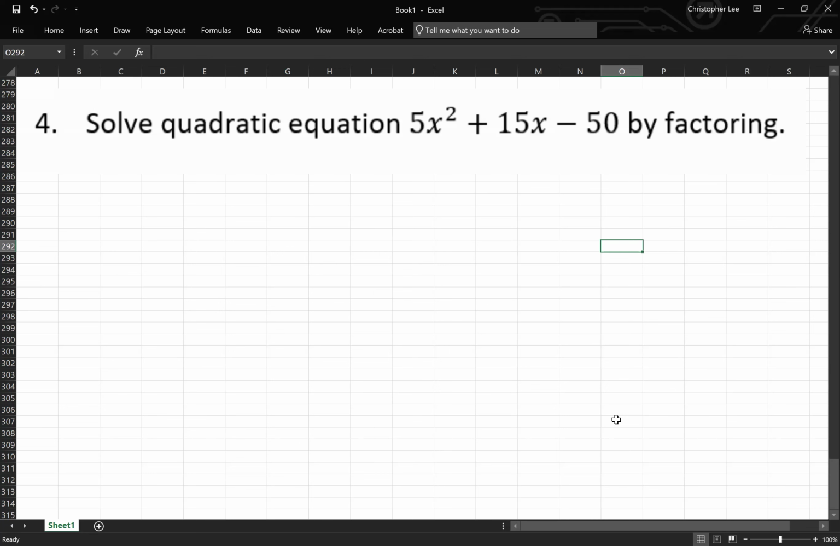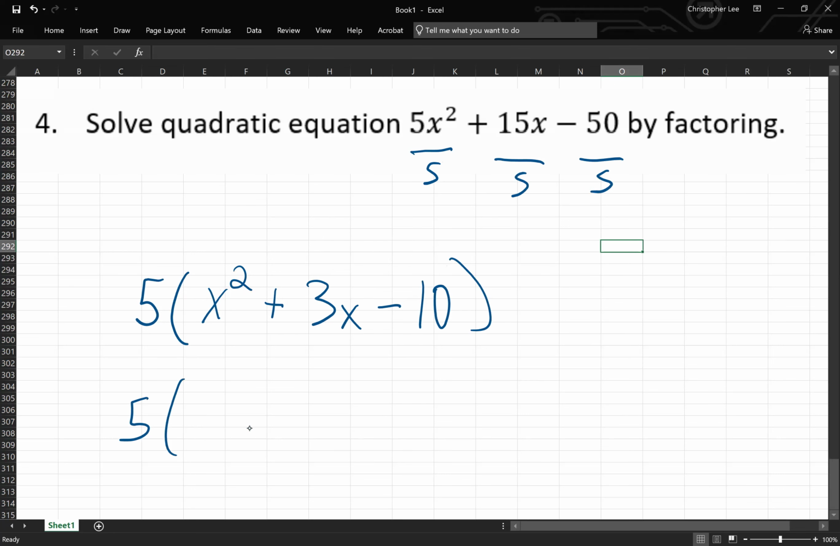No, no. Greatest common factor, right? By 5. Very good. So I'm going to factor out 5. So remember, that's like I'm dividing by 5. So what's left over? x squared plus 3x plus or minus 10. Very good.